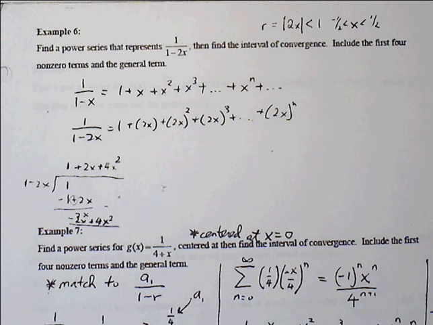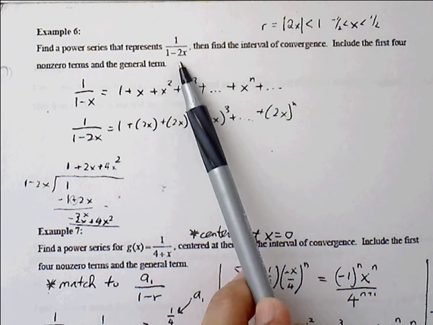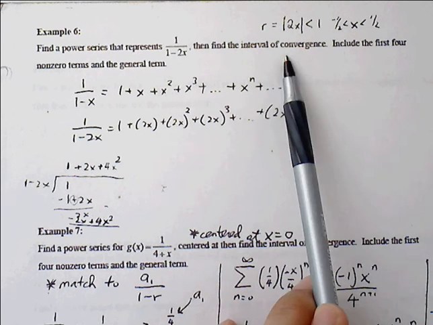Let's finish with 9.9 geometric power series. Example 6, find the power series that represents 1 over 1 minus 2x. Then find the interval of convergence.